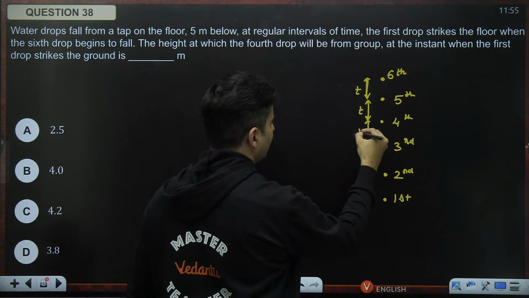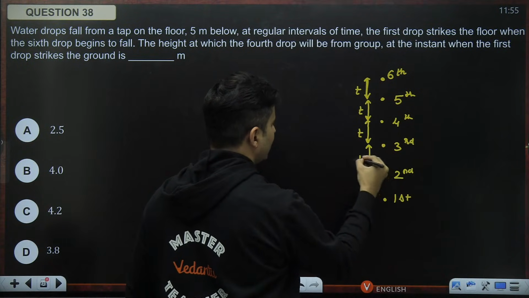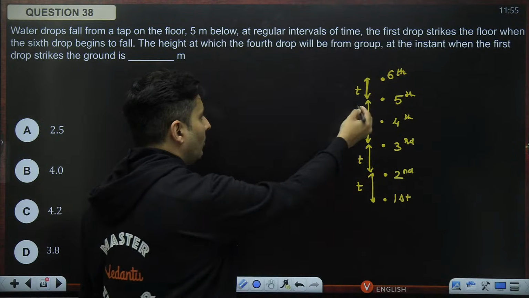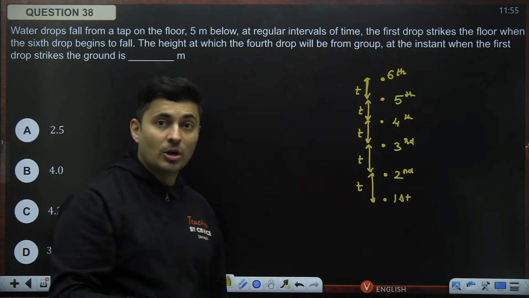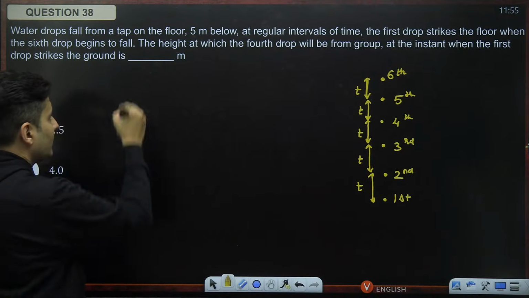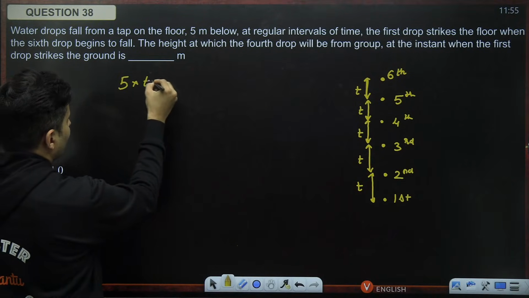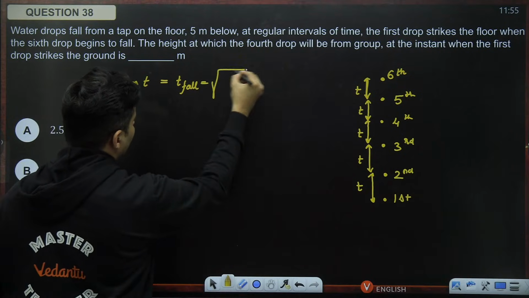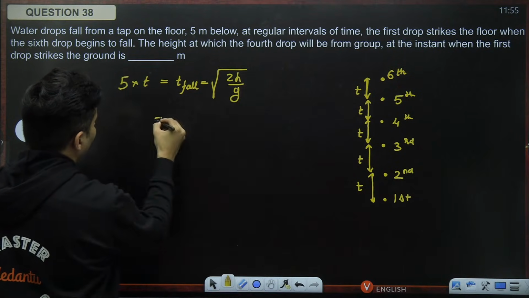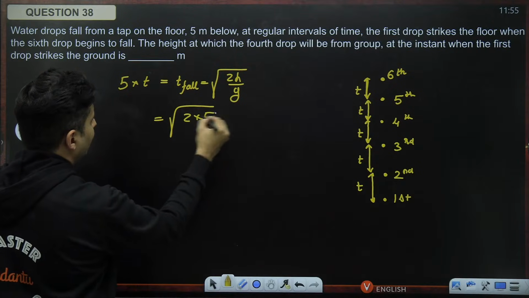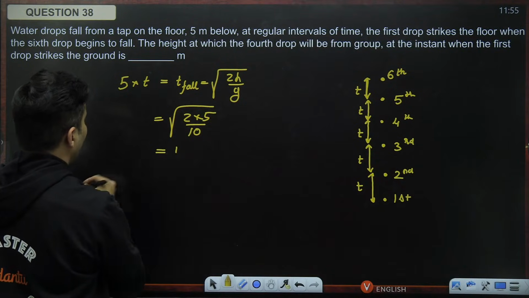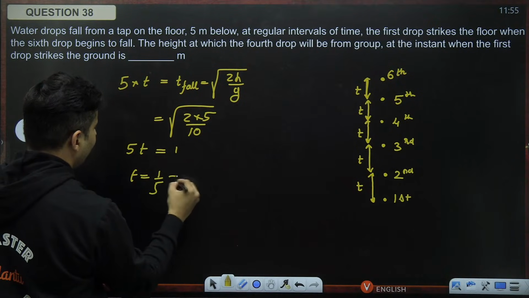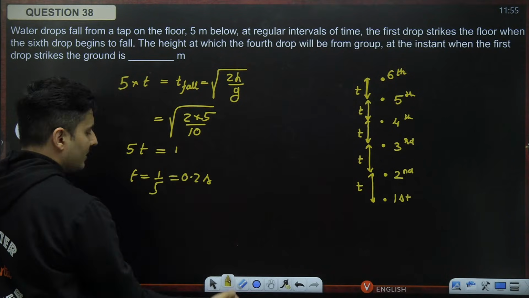How many time gaps are there between successive drops? These are not heights, these are times. So 1, 2, 3, 4, 5. So 6 drops means 5 time intervals. So 5 into t is the time of the entire fall, which is root of 2h by g. So this will be 2 multiplied by height 5 divided by 10. So it is 1 second. So that is 5t. So t is basically 1 by 5, which is 0.2 seconds.